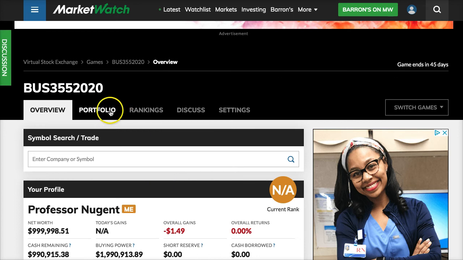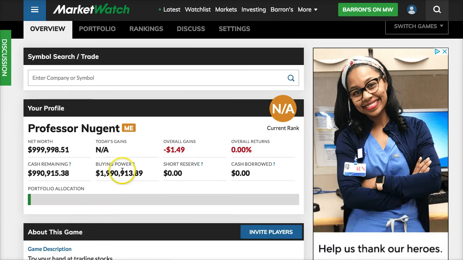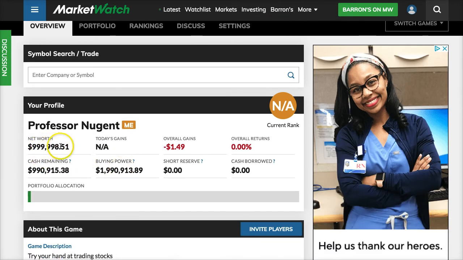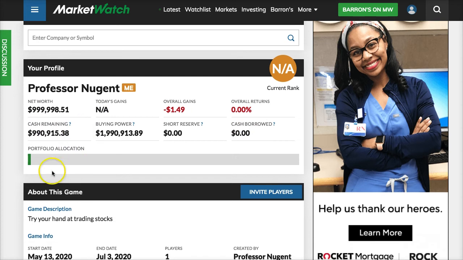So in here, we will be able to create a portfolio, see the rankings of how you're performing compared to other students, and have a discussion. So let's first go over the overview tab. This gives me an idea of what my net worth is, my buying power, because we have margin, our short reserve, cash borrowed, the amount of margin we're using, and the portfolio allocation.